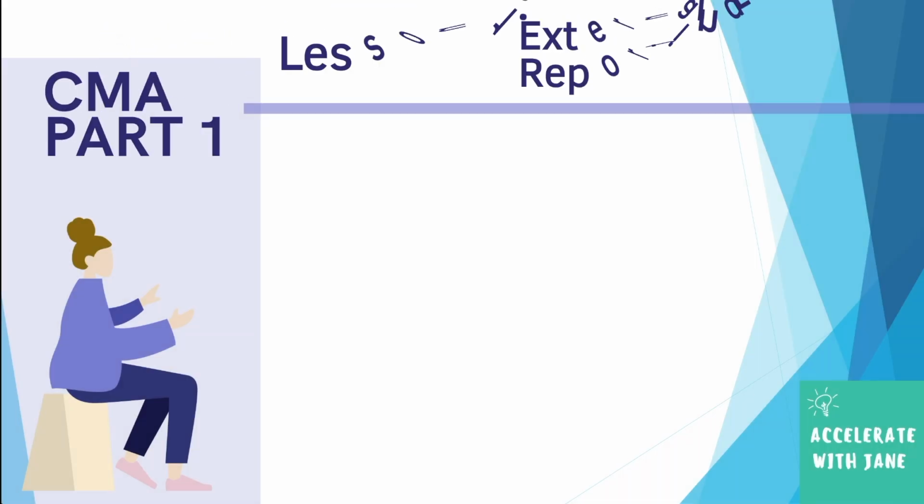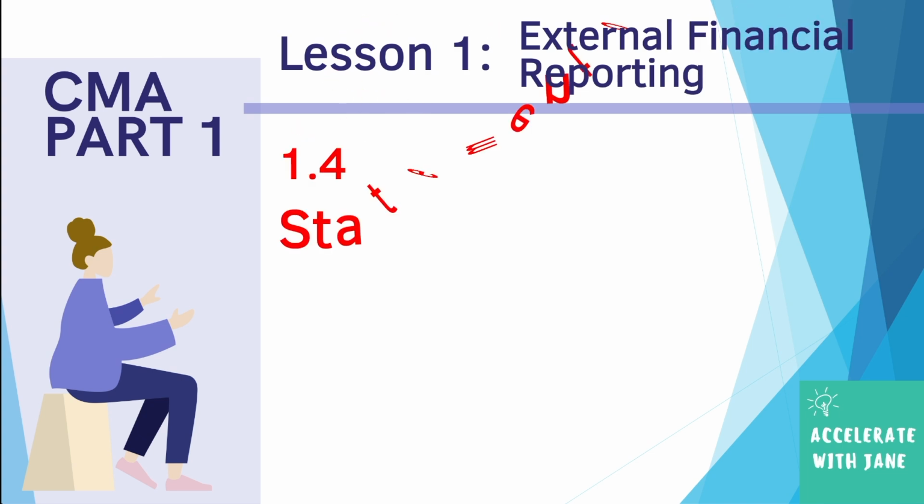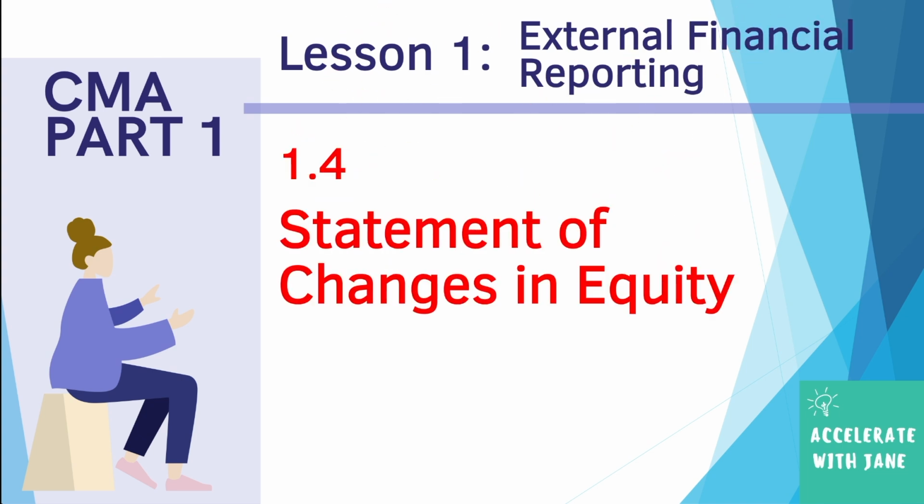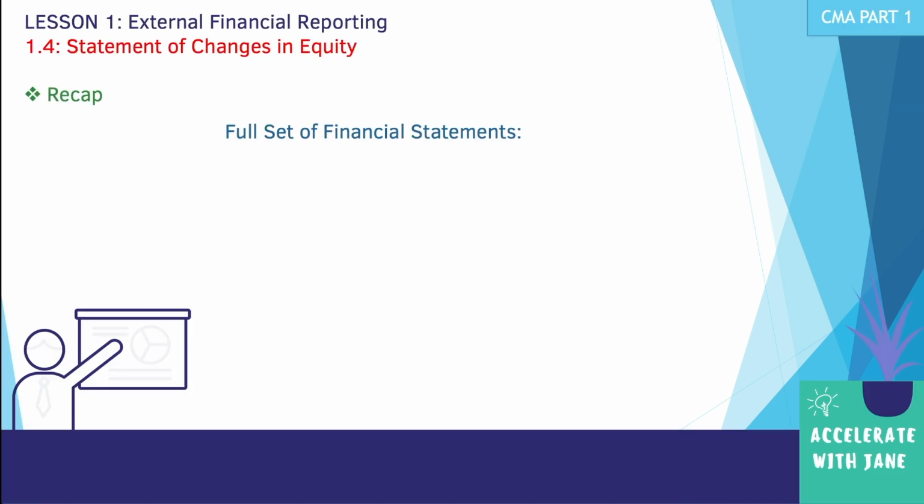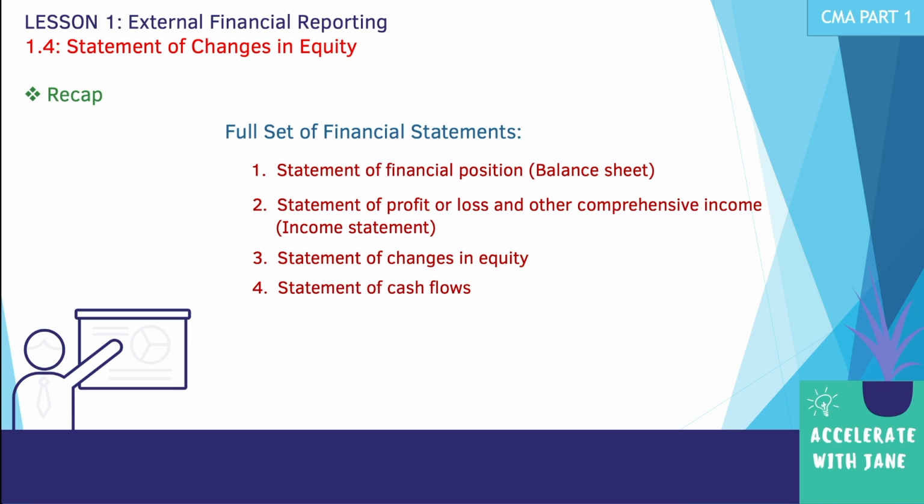Okay, so in this video, still lesson 1, external financial reporting, section 4, I'm going to talk about the statement of changes in equity. So again, just a recap, for the full set of financial statements, we have 5. First, statement of financial position or balance sheet. Second, statement of profit or loss and other comprehensive income or income statement. Third, we have statement of changes in equity. Fourth, we have statement of cash flows. And fifth, we have the notes to financial statements.